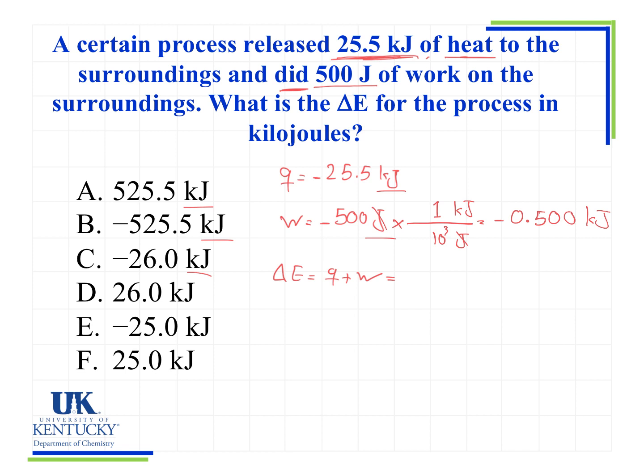Okay, so Q is negative 25.5 kilojoules plus work is negative 0.500 kilojoule. So it's negative and negative, so you add them with a negative sign, and that is 26.5 kilojoules. So which one? Option D. Oh no, not D.